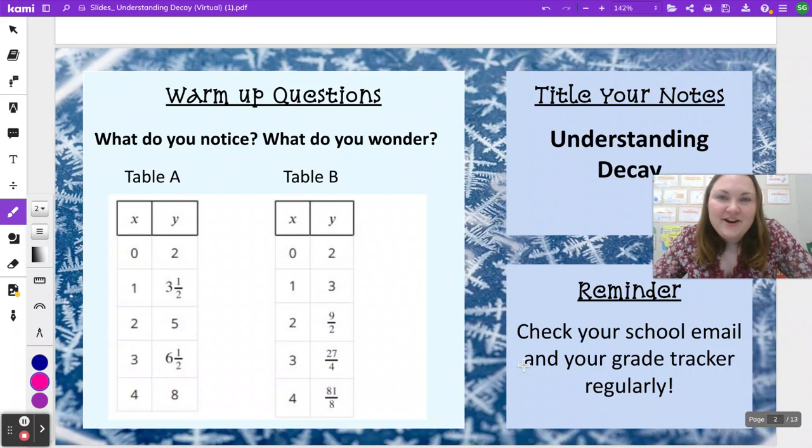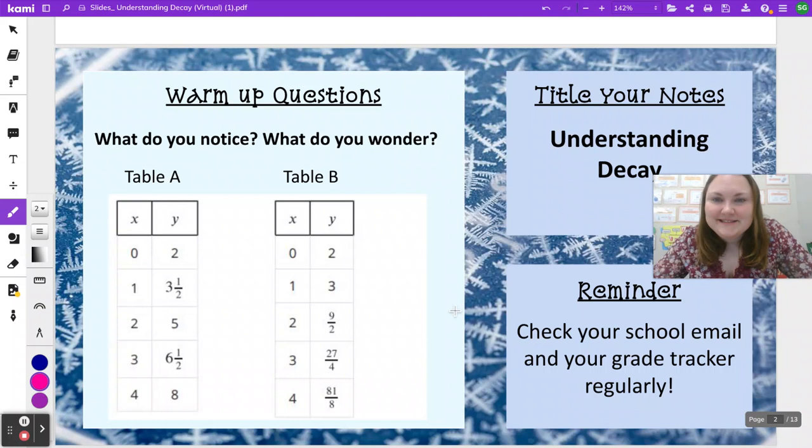The grade tracker, if you are a virtual student, you should have received via your school email after the first assessment you took, and I continue to update that as I grade more of your tests and benchmarks to reflect what your grade is as we move through the class. So make sure you're checking that, especially after I've graded a benchmark or the midterm, because it will update with your new grades.